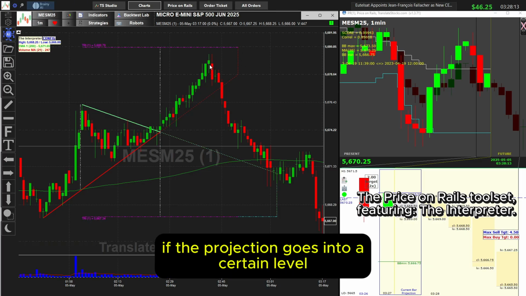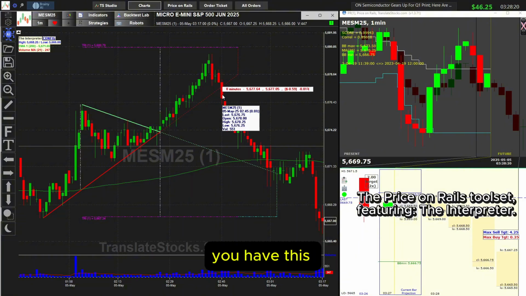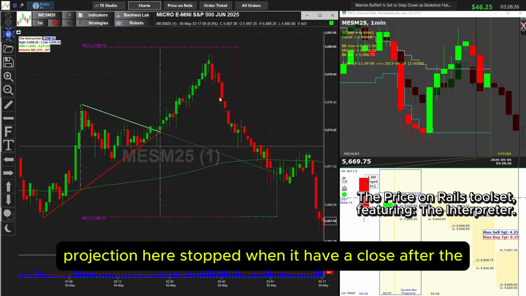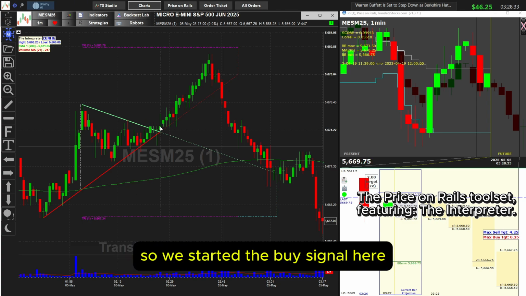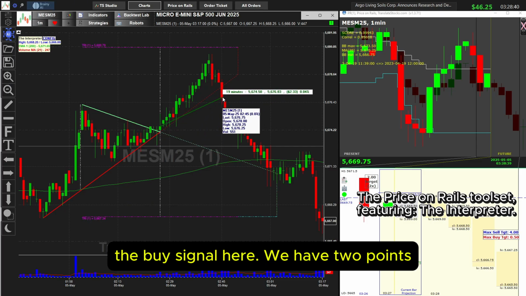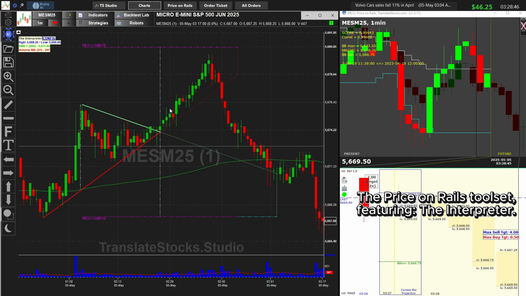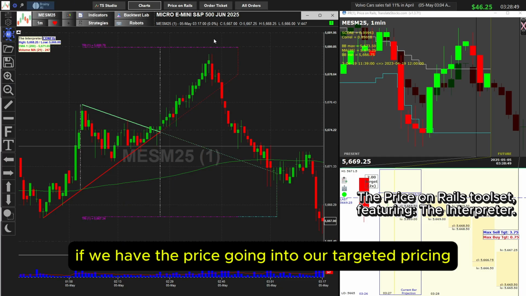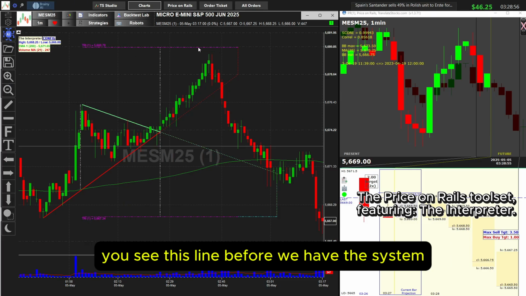If the projection goes until a certain level, and then it breaks out the projection, the dotted line of the projection. So this projection here is stopped when it has a close after the breakout. So we started the buy signal here, and we exited on this bar. We have 2.5 points of profit by using this figure here. If we have the price going into our targeted pricing, then you can put your take profit in this line here. You see this line before we have the system.